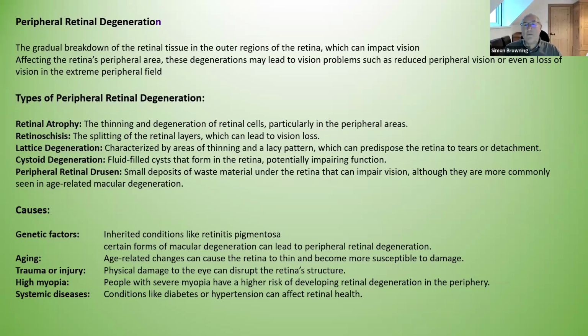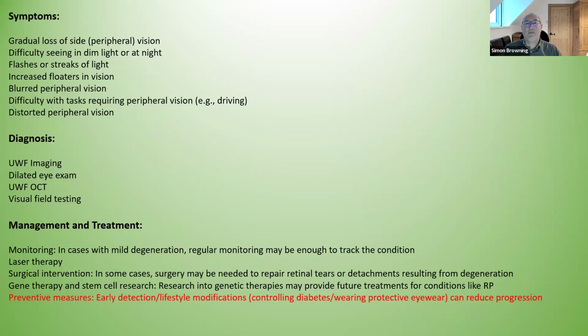So what about symptoms for peripheral degenerations? Well, quite a lot of the time, if you're doing ultra wide field imaging, you will come across changes in the periphery that the patient has never been aware of. So often these patients will have degeneration and they're completely asymptomatic.